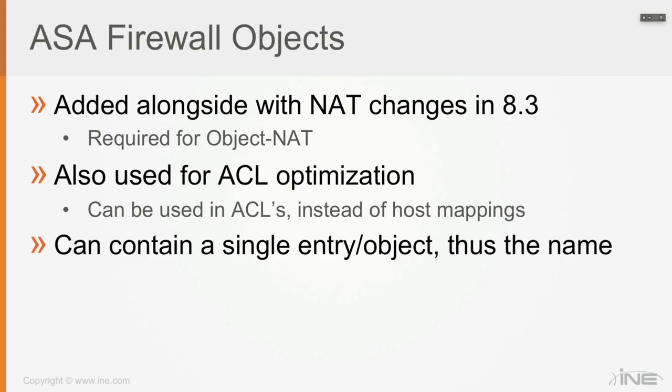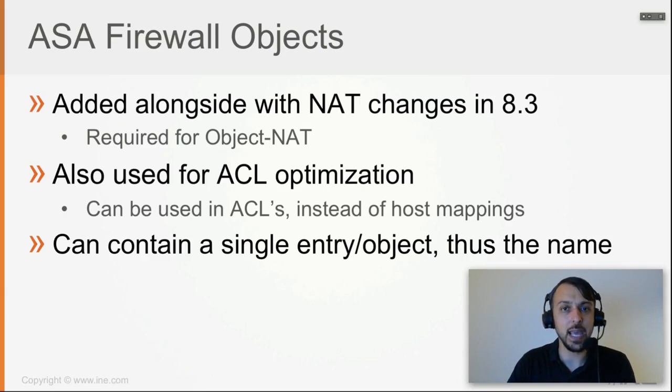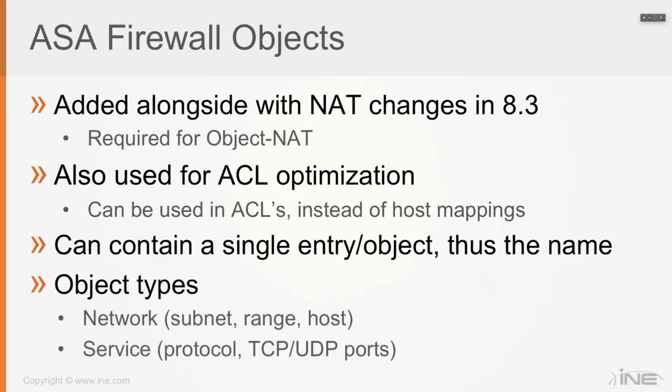So an object is a container which can contain only one single entry, not multiple entries like it was the case with object groups, because this is an object, not a group of objects. Object types can be of type network, subnet, range, host, or of type service, which can be protocol or TCP/UDP ports. In general, objects are used for NAT configuration, either for object NAT or for twice NAT as well. But for object NAT, objects are required.